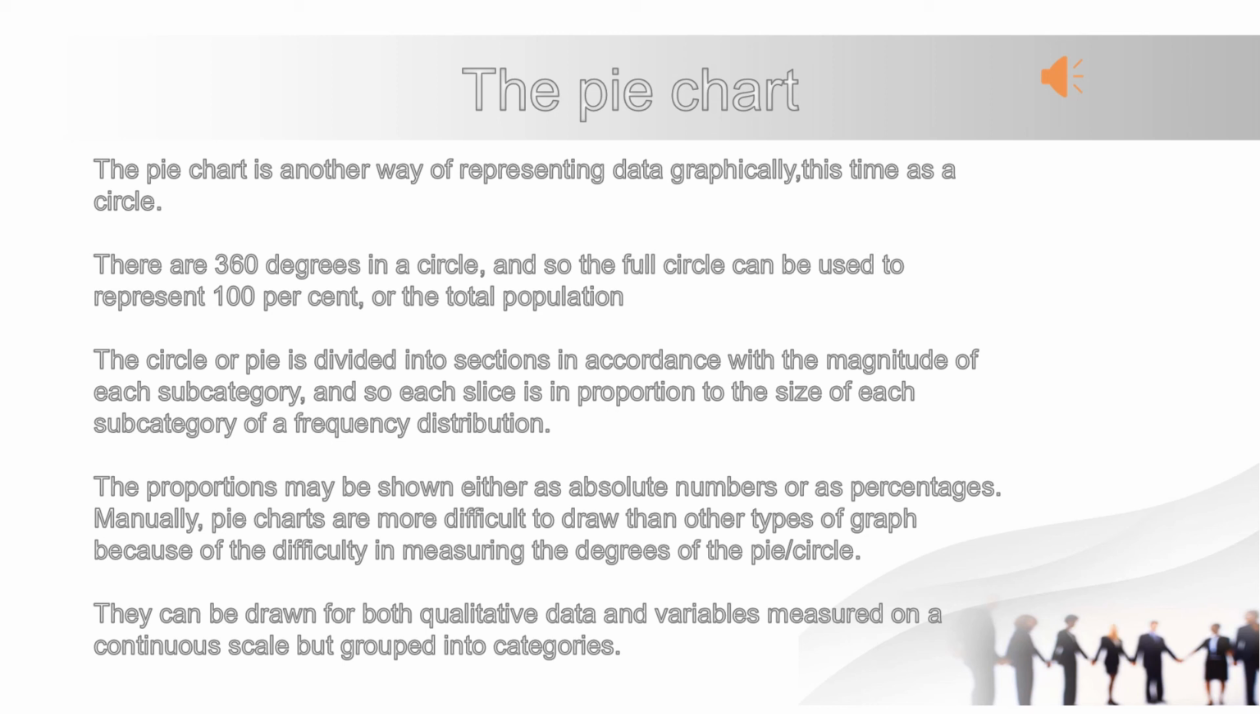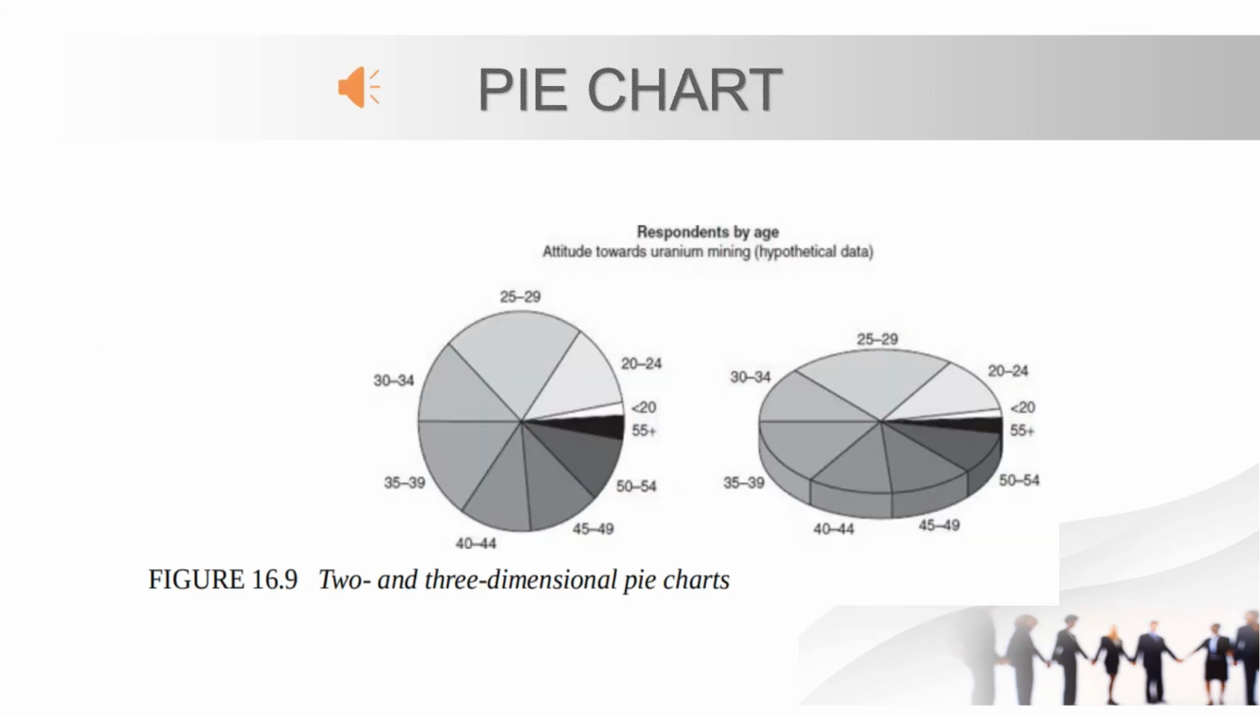Manually, pie charts are more difficult to draw than other types of graph because of the difficulty in measuring the degrees of the pie or circle. They can be drawn for both qualitative data and variables measured on a continuous scale but grouped into categories. So this is an example of your pie chart in figure 16.9. You have 2 and 3 dimensional pie charts. Here you have the respondents by age, according to the attitudes towards uranium mining, with hypothetical data. So you have the 2 and 3 dimensions.